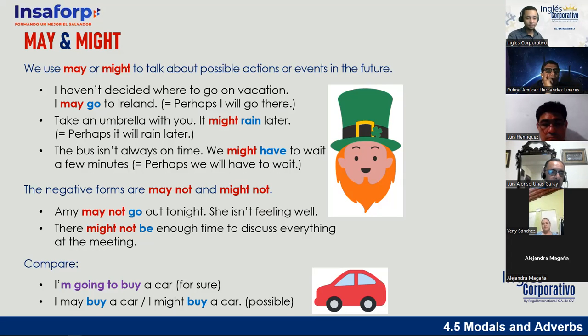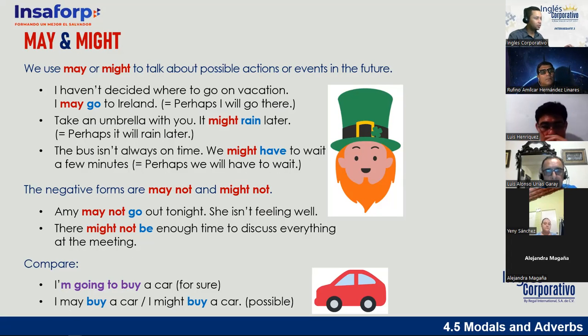So, you have to be careful right there. Compare. When you say, I am going to buy a car, that's for sure. This is not a possibility. It's an intention that you have. It's a plan that you have. Maybe you have the money and you say, I'm going to buy a car. You are sure about this. But if you say, I may buy a car, or I might buy a car, that is possible.